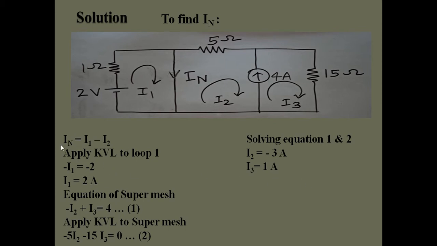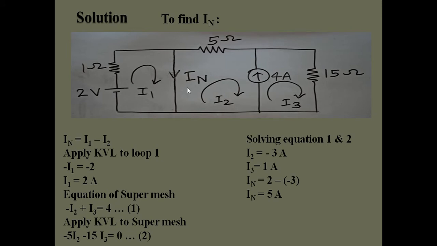But we require I1 minus I2 to find the value of IN. So we'll put the values of I1 and I2 in the equation to get the value of IN, that is 2 minus minus 3. So IN will be equal to 5 ampere. Our first step is complete. After that, we'll go for step 2 where we'll find out the Norton's equivalent resistance RN across this branch.